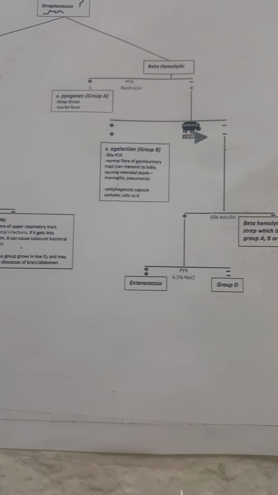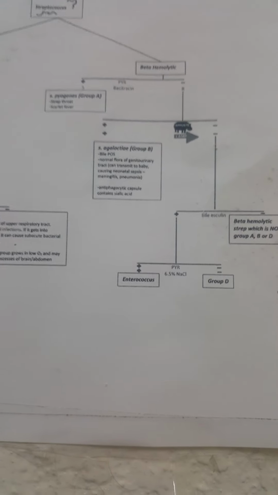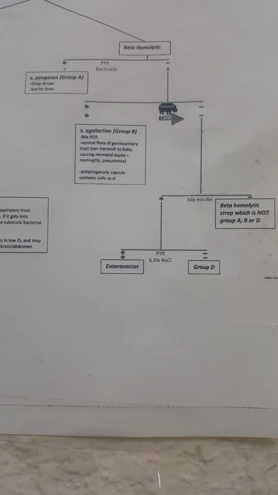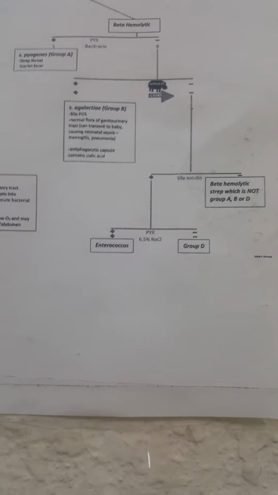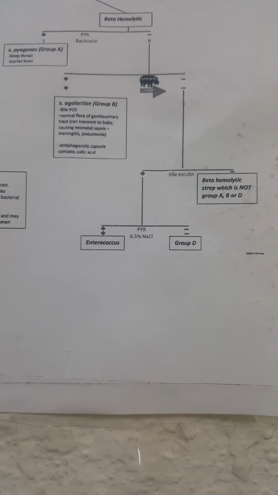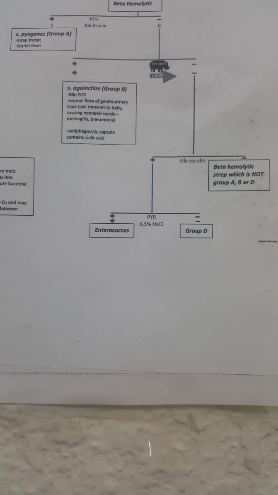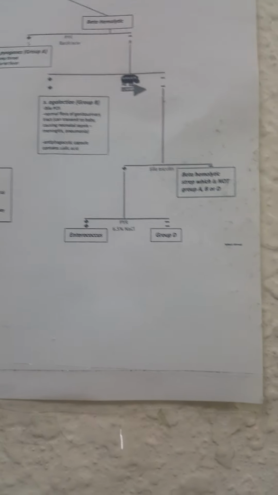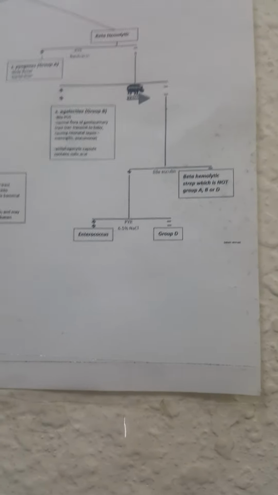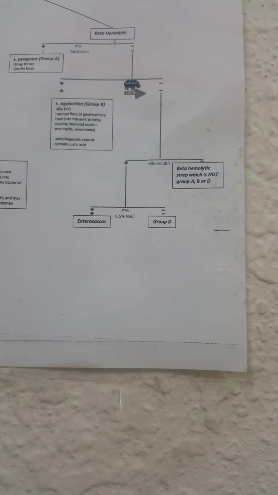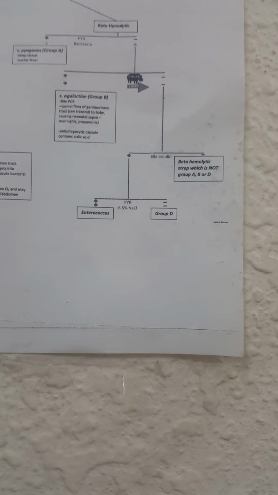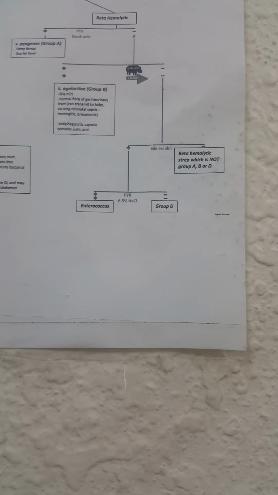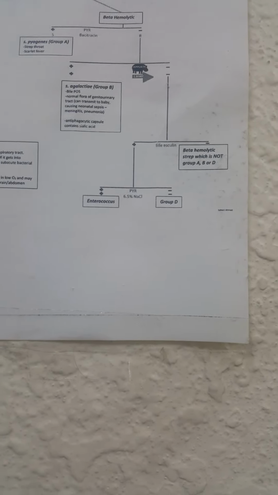And if the hippurate and CAMP are negative, the bile esculin is again used to differentiate between Enterococcus, which is positive, and also PYR and NaCl positive, and group D, which is positive to bile esculin but negative to PYR and NaCl. And if the bile esculin is also negative, hippurate is also negative, CAMP is also negative, and beta hemolysis is there and resistant to bacitracin and PYR, then we suspect it is beta hemolytic strep, which is not group A, B, and D. So E and F.